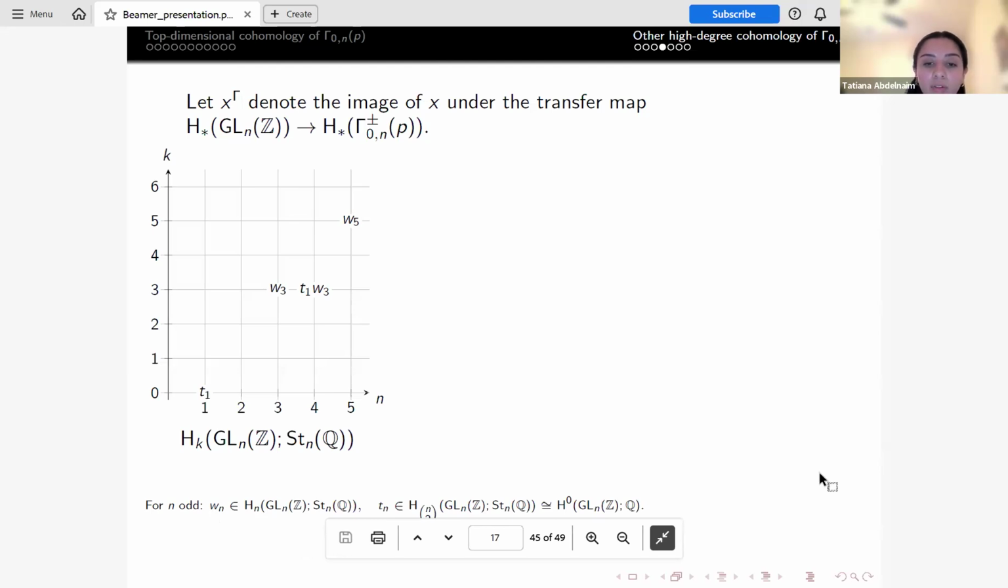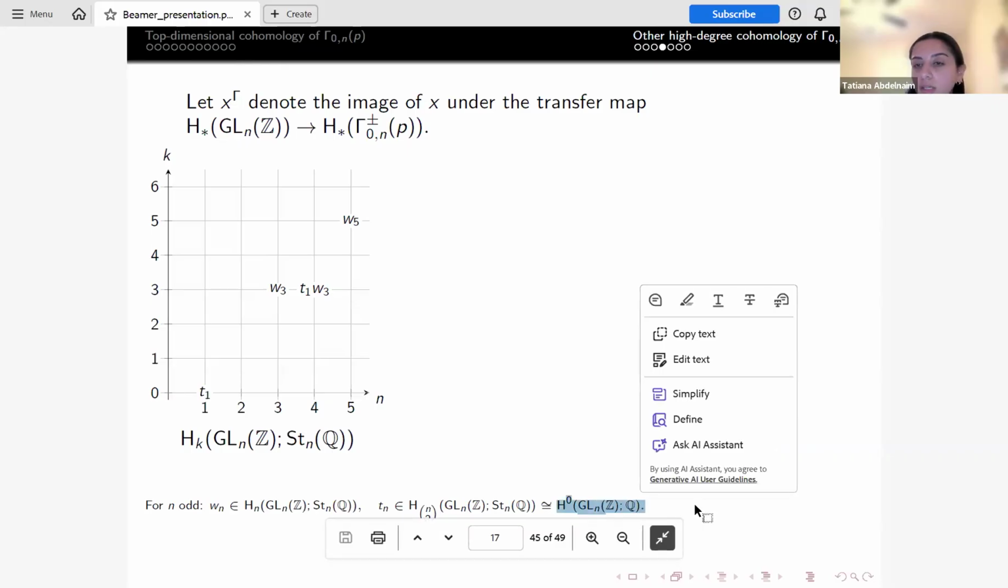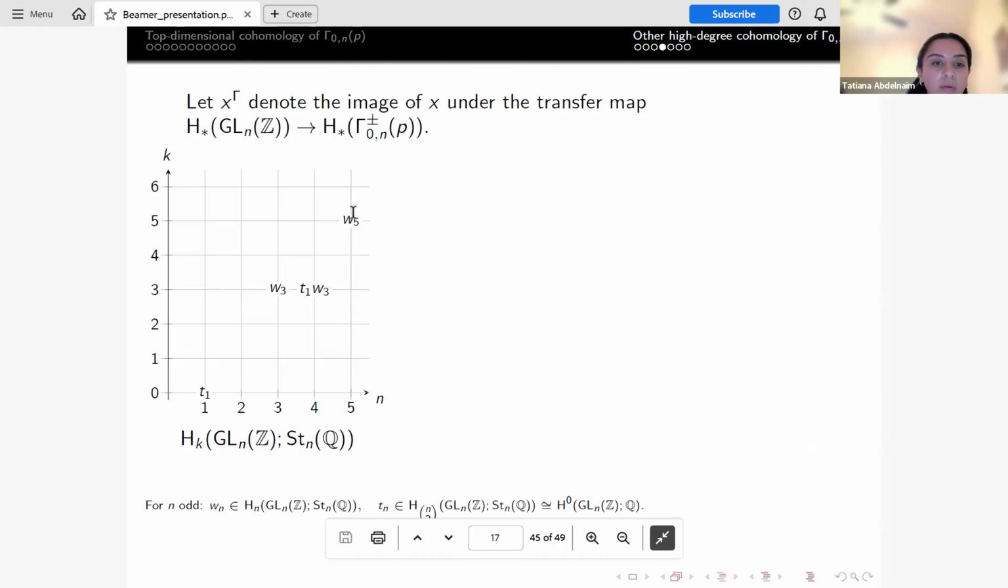And I'm also going to consider the trivial classes Tn. So Tn are classes in homology in degree n choose 2 of GLNZ with Tamer coefficients. But by Borel and Serre, this is just the cohomology in degree 0. So they're just trivial classes. So now we have these classes in this picture. We have T1, W3, and then you can multiply T1 and W3 and get a class right here. And then we have W4. So this is just GLNZ.